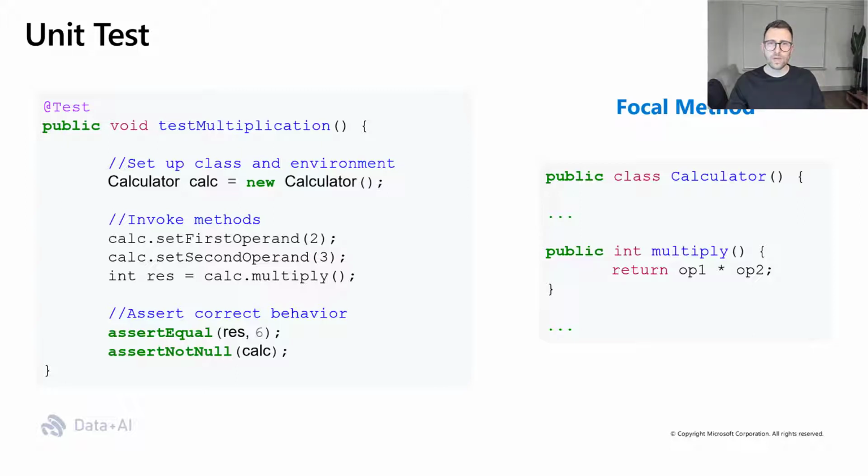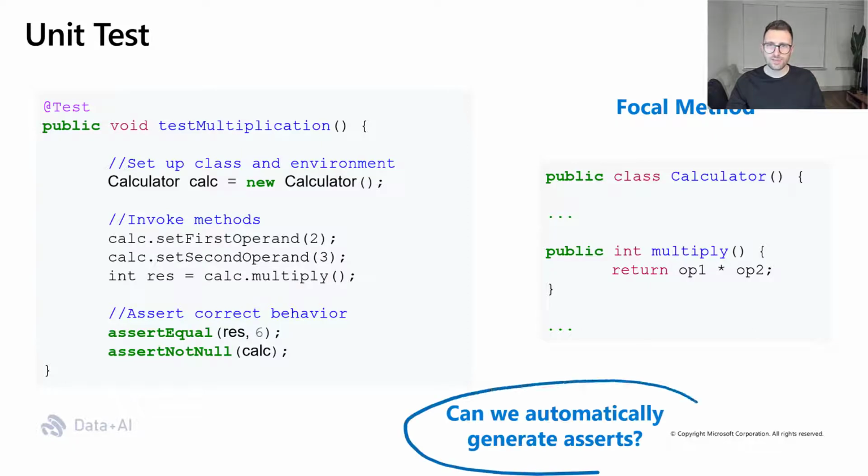In this work, we aim at automatically generating assert statements. The idea is to be able to predict the results, conditions, and state of a program at any point in time, given a partially written test case and the focal method.